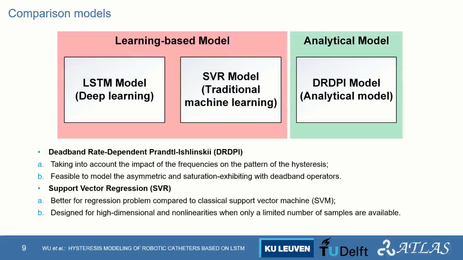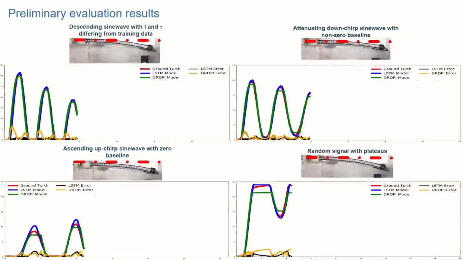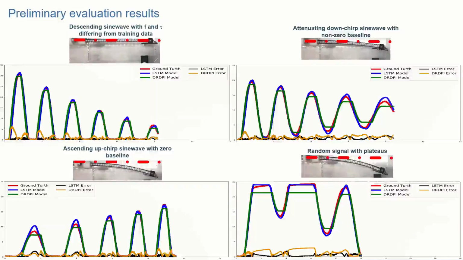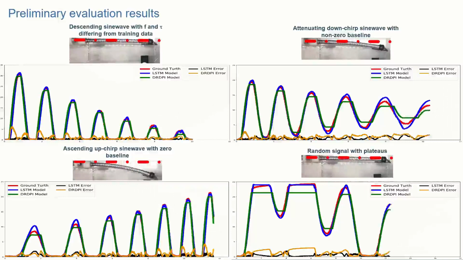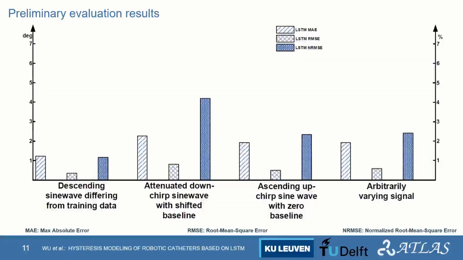The results of the preliminary evaluation are shown on this slide. The video of the catheter shows the tip motion. The line plot shows the ground truth, the bending angle predicted by the LSTM, the DRDPI model, as well as their errors with respect to the ground truth. The results of the 3 models were also summarized into a bar plot. 3 metrics, namely the normalized root mean square error NRMSE, root mean square error RMSE, and the maximum absolute error MAE, are used to evaluate the modeling performance.